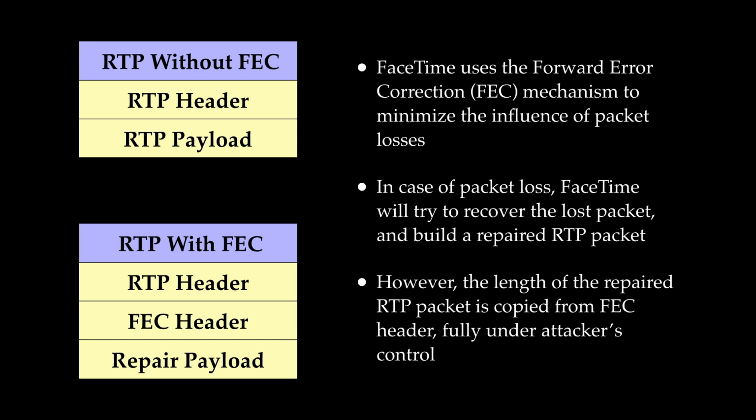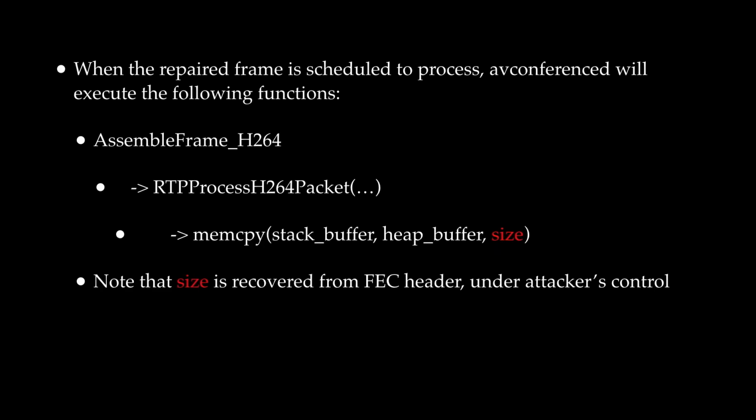However, the error here is this. For the repaired, newly generated RTP packet, the length field is just copied from the FEC header, which is totally under the attacker's control without any validation. We don't have to go into the details of the code. Anyway, when the frame is scheduled to be processed, it will trigger an execution flow, assemble frame, and finally there's a memory copy. It's a very typical stack overflow issue. It tries to copy a heap buffer to a local stack buffer, and the size is under the attacker's control. So back to the question: is stack overflow exploitable on iOS in 2019?